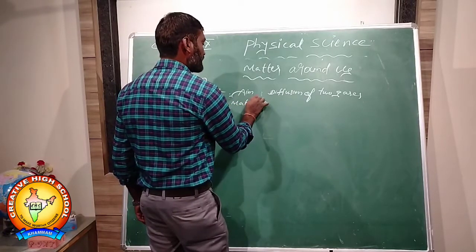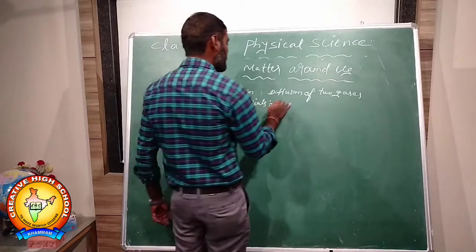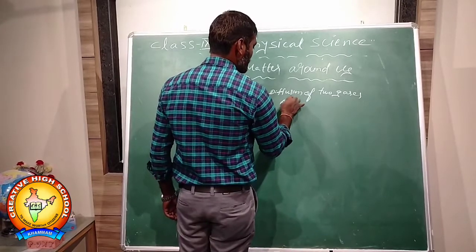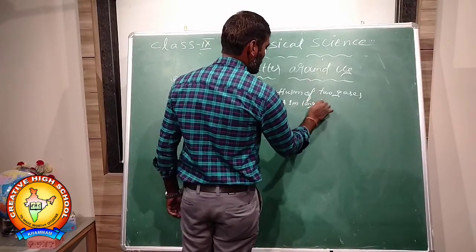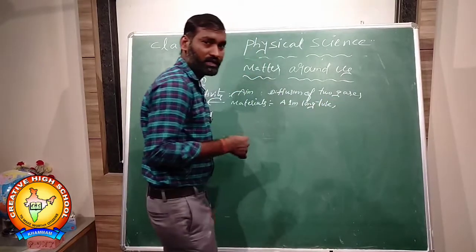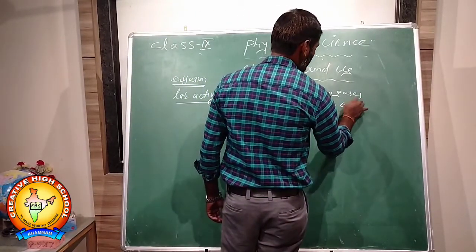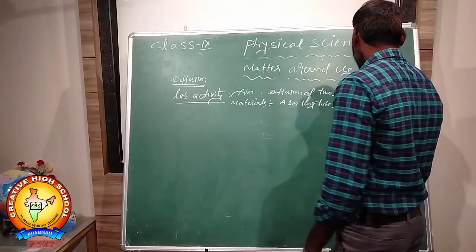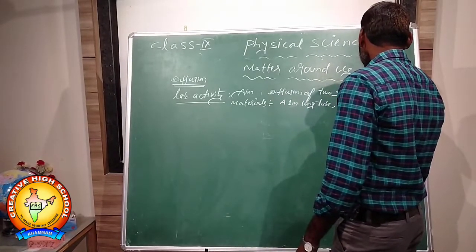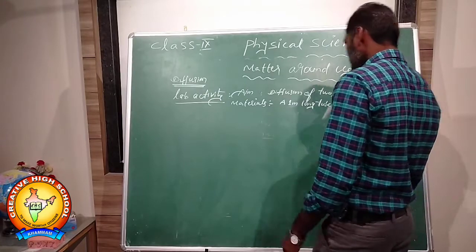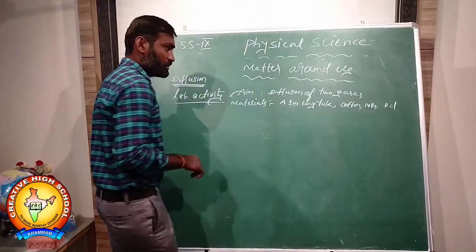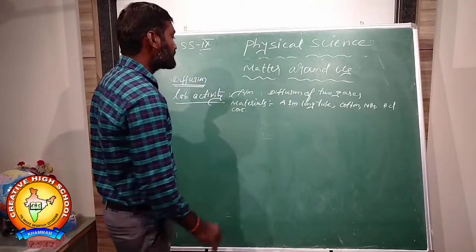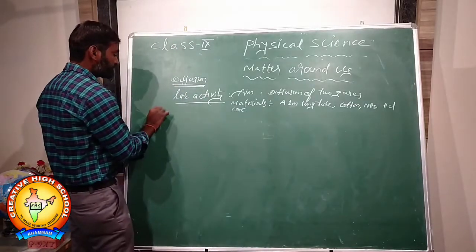What materials are required? A long tube, one meter long, and cotton. And what chemicals are required? Ammonia and hydrochloric acid. We should also have a cork. Okay, this is the requirement. Now, what is the procedure?